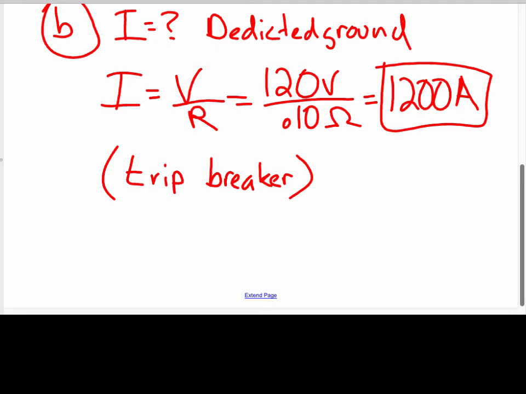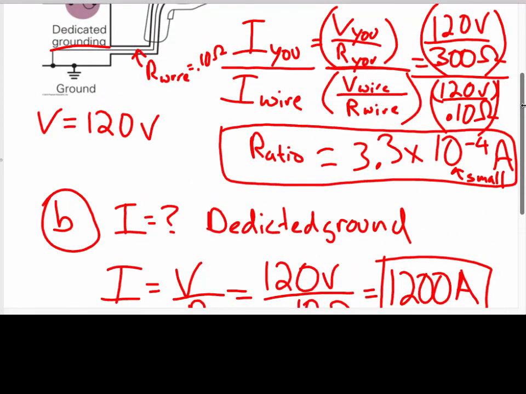And so if you compare the current going through the grounded wire compared to you, it's a very small current. It's like 0.000, so if I wanted to rewrite this, this is the same as 0.0003. 1, 2, 3, I think there might be another zero in there. 1, 2, 3, 4. Yep. Amps. And that's comparing you to the wire. Now you still have some current going through you, but when you compare the two, it's a very small amount.